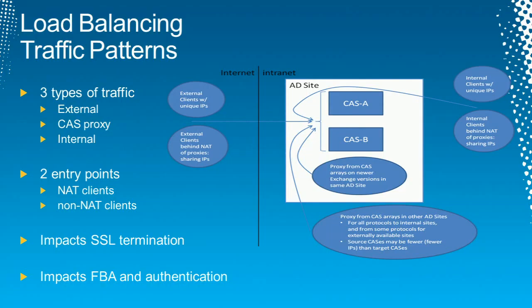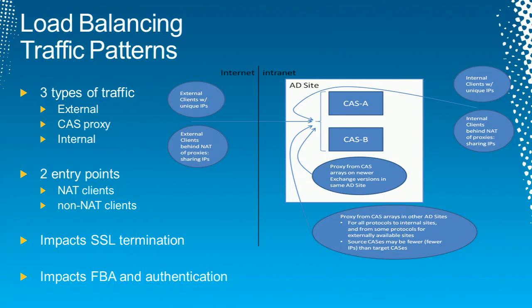Finally, we have this concept of where traffic flows inside of Exchange. And we think, oh, let's put a load balancer in front of Exchange, right? Well, does that mean in front of internal clients, external clients, or Exchange-to-Exchange proxying? If you have more than one Exchange site that has CAS servers, we have this concept of proxying and redirection. And in some cases, we'll want to load balance that traffic because some of those protocols do not automatically load balance traffic between Exchange sites.